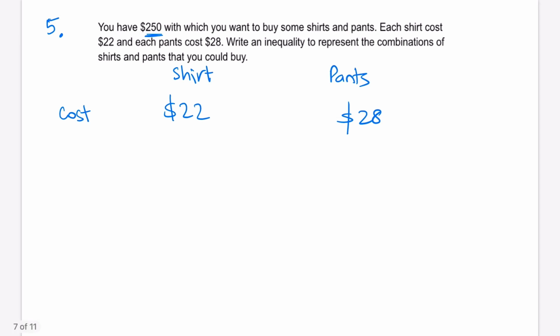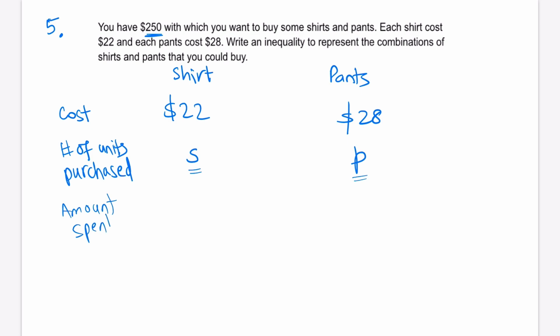So let's assume the number of units to be purchased. Let's say you want to buy S shirts and P pants. I don't want to stick with x and y variables all the time, so I'm sticking with S and P. So you want to buy S shirts, P pants, maybe 5 shirts, 6 pants, 3 shirts, 2 pants, whatever it is. Because how many units you're buying is not given, I'm going to assume some variables. Alright. So amount spent is what? Price times quantity.